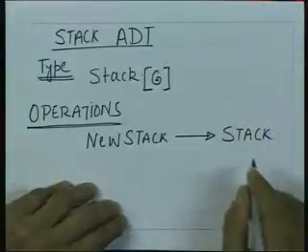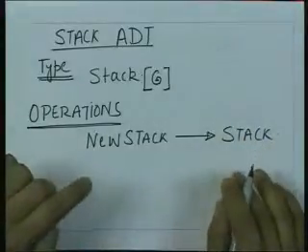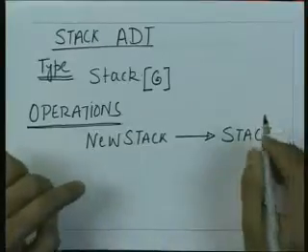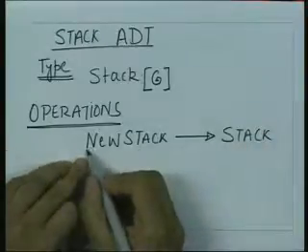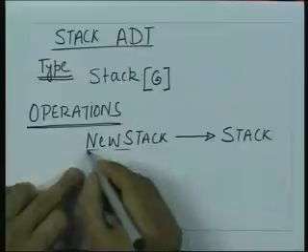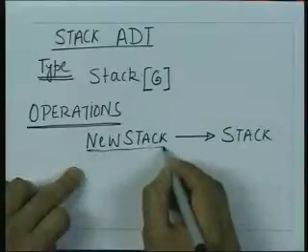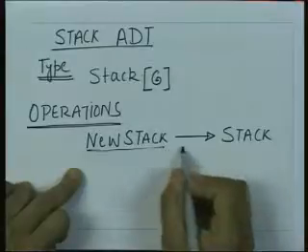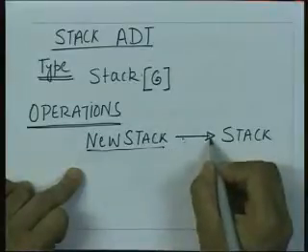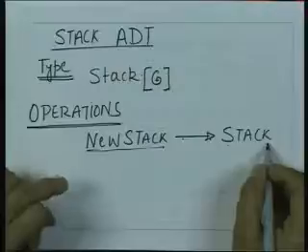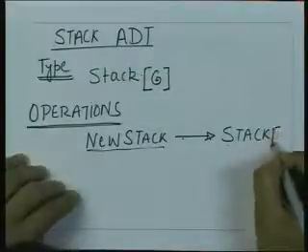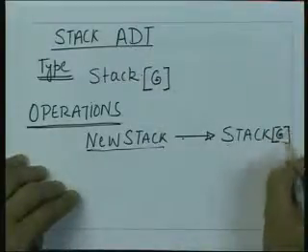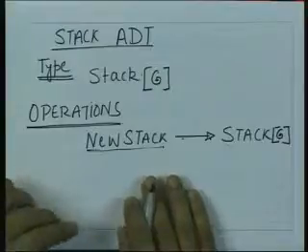So this notation means that the first part is the name of the operation, followed by a set of input parameters that the operation may or may not take, and then the type of the return value that is expected. In this case, it returns a stack of type G, right.